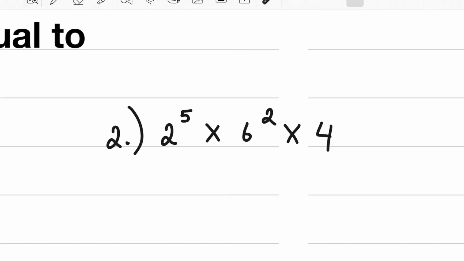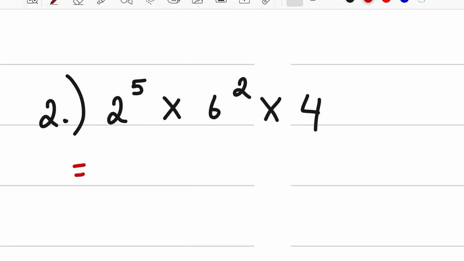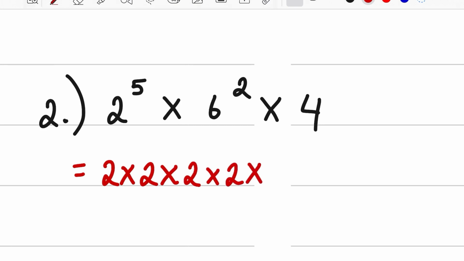Moving on to question 2, I'm going to expand again, but as I said with the example, the expansion is not necessary. You can work each individual order, or index or exponent, out first before multiplying from left to right. But I'm going to expand just so you have a visual. So 2 raised to the power of 5 is 2 multiplied by 2 multiplied by 2 multiplied by 2 multiplied by 2.